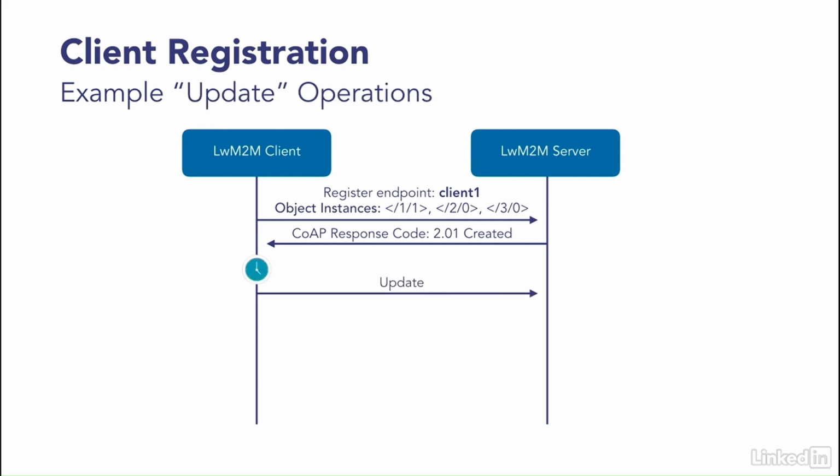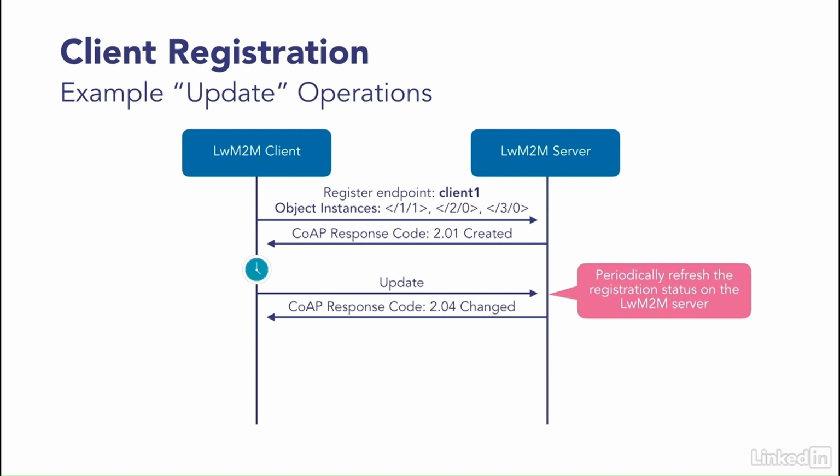The update operation can be performed by the lightweight M2M client to update its registration information to the server registered. When the registration expires without receiving an update from the client, the lightweight M2M server will remove the registration information of the client, and the client has to re-register to the server again. To avoid this, the client can perform periodic update operations to refresh the registration status on the server.